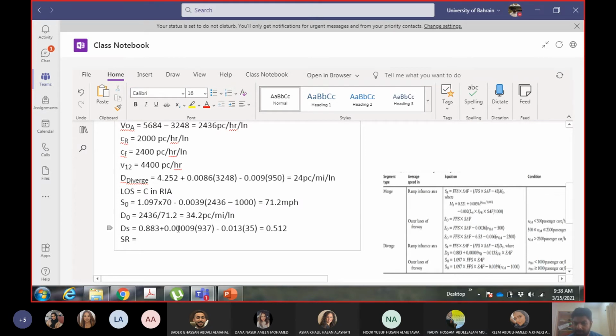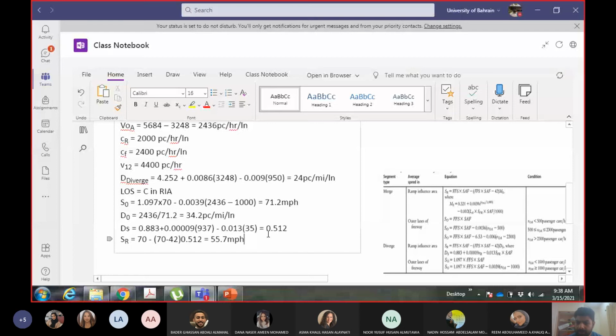So we have free flow speed and the speed adjustment factor. So it is simply 70 minus 70 minus 42 into the factor which you calculated. That gives 55.7 miles per hour.